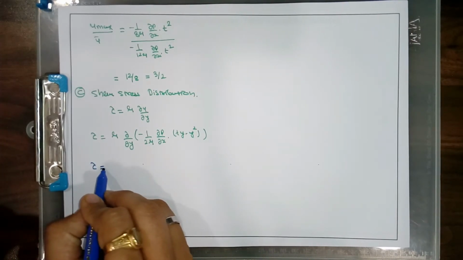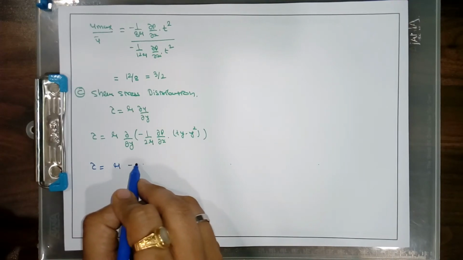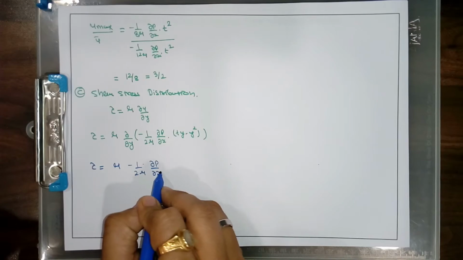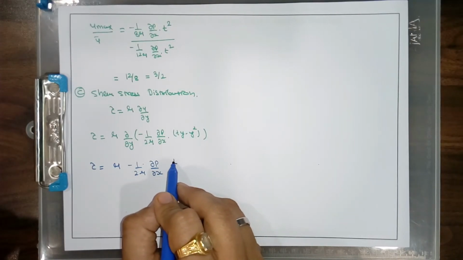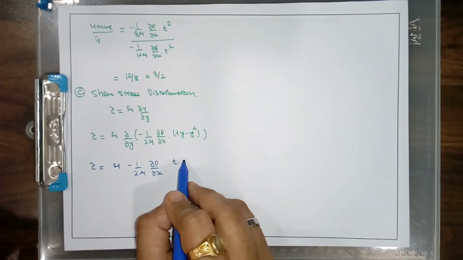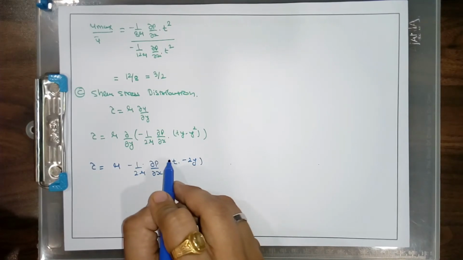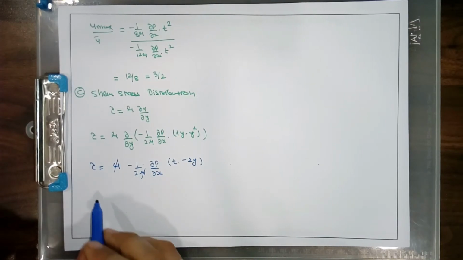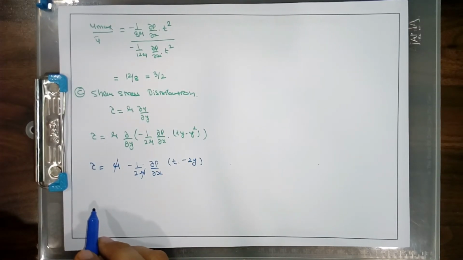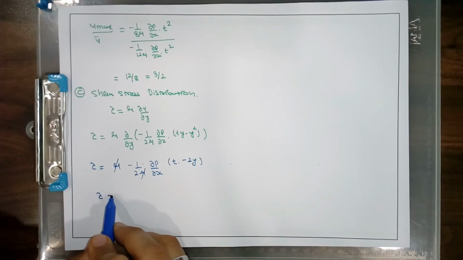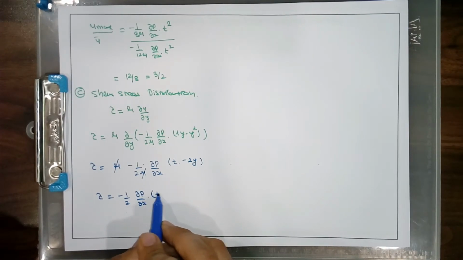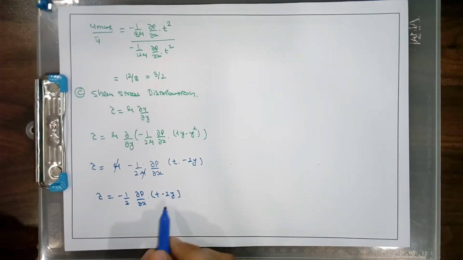So we get τ equals μ times -1/(2μ), ∂p/∂x is constant, here in t into y, t is constant, y differentiates to 1, and minus y² becomes 2y. Here the μ is cancelled out, and the final answer for τ is -1/2 ∂p/∂x in the bracket (t − 2y).